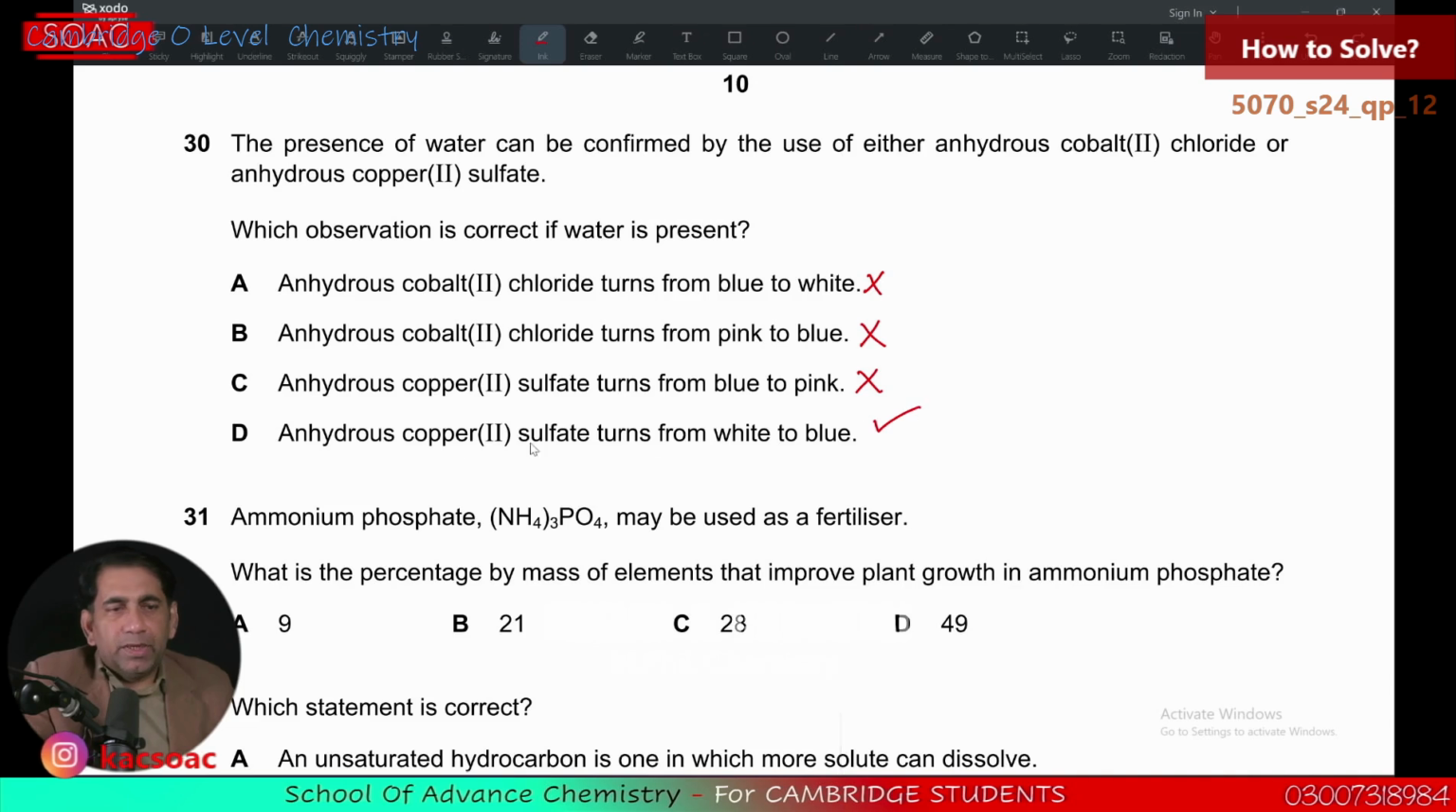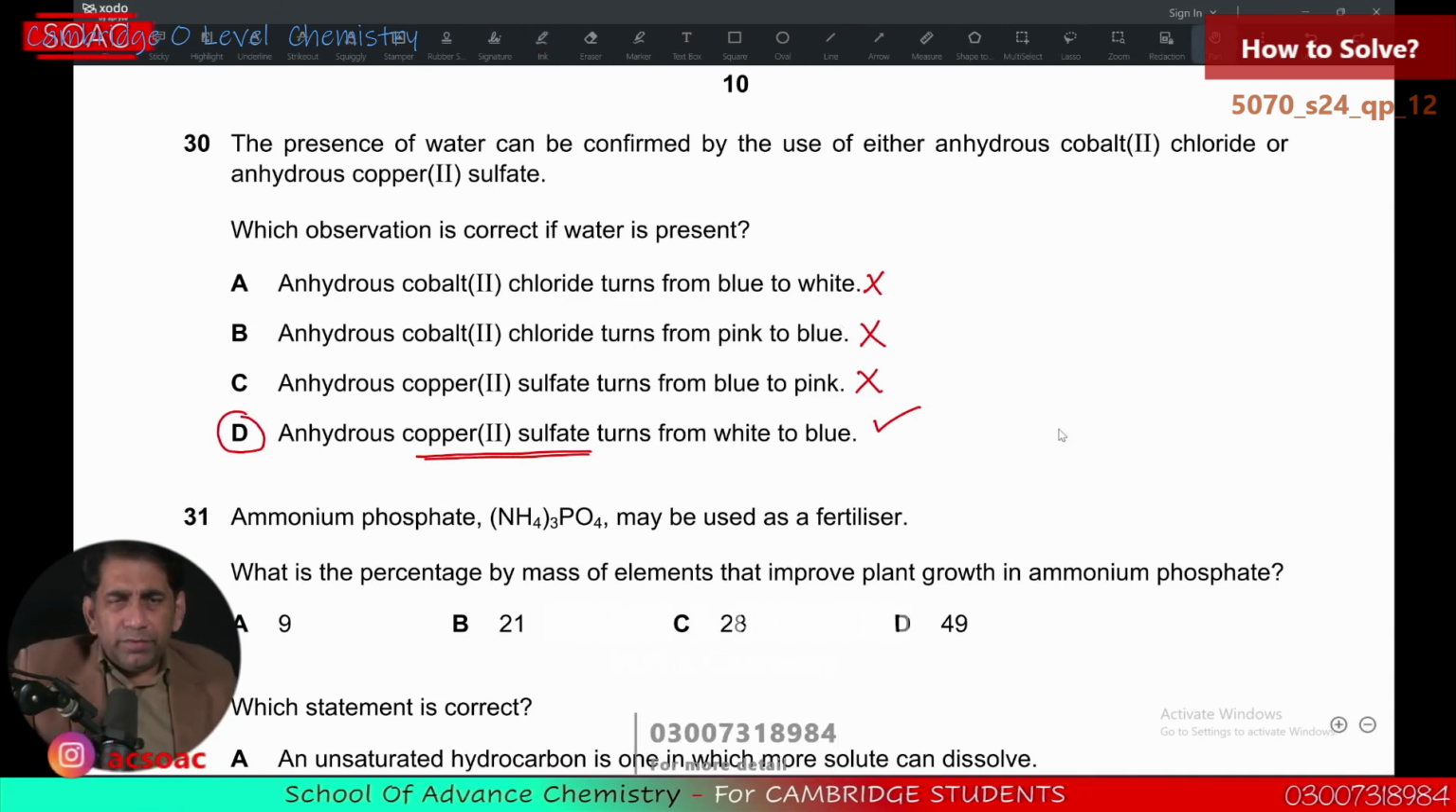Yes, it's correct. So if the water sample is present over here, then anhydrous copper sulfate will change itself into bluish solution or blue complex color, and that is a test for the presence of water. D is the correct option. However, cobalt chloride is used and it turns blue to pink. CoCl2 turns from blue to pink.